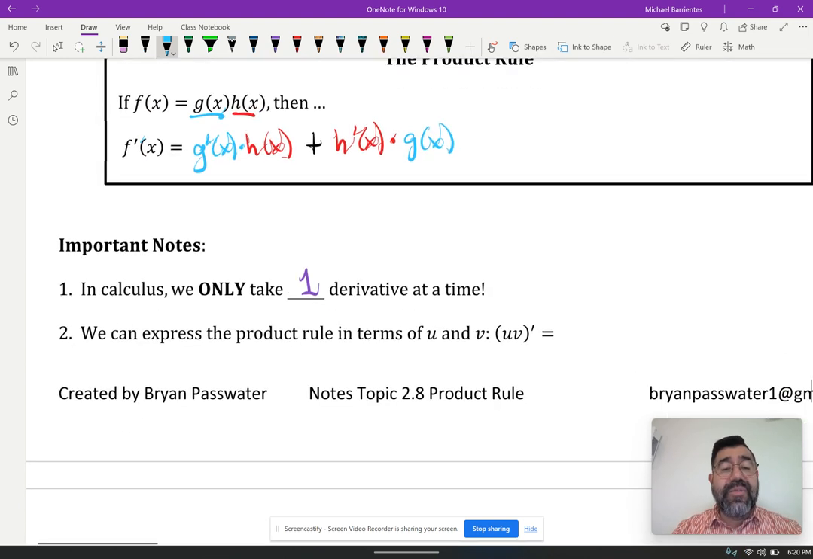If you don't want to write all of this out, we can express the product rule in terms of u and v. The derivative of u times v is the derivative of u times v plus the derivative of v times u. Try to put the little tail to distinguish them. But u prime v plus v prime u. That's the product rule. And the product rule is going to help us in many situations so that we don't have to multiply this out.